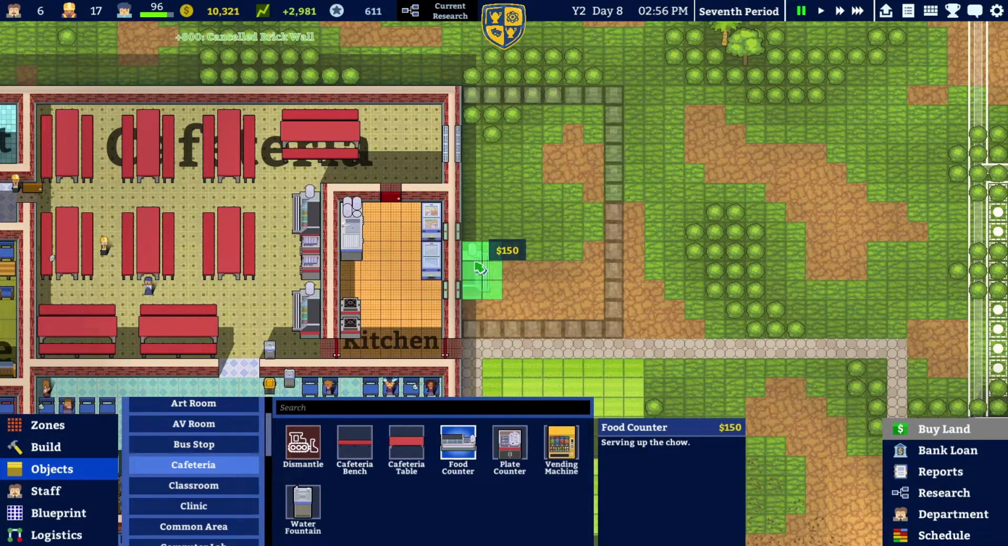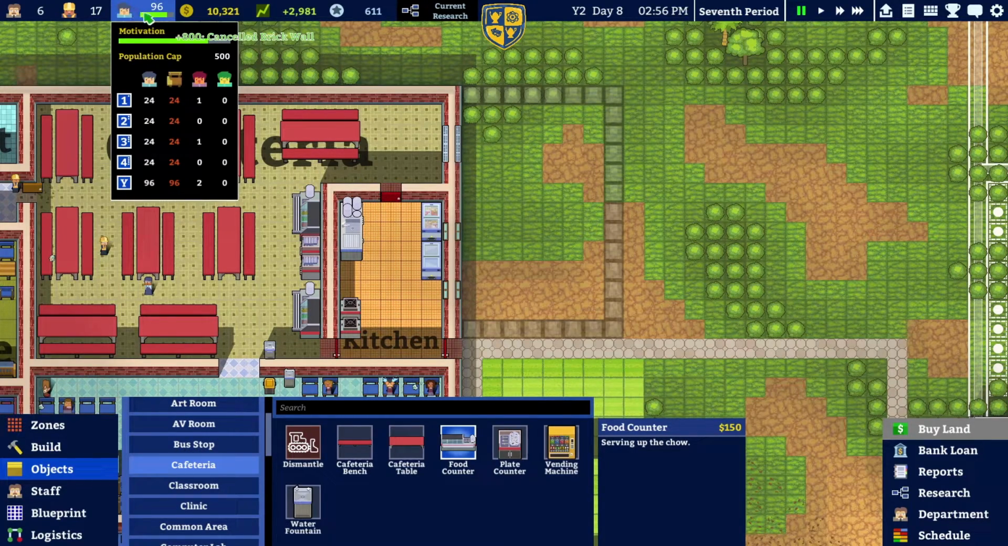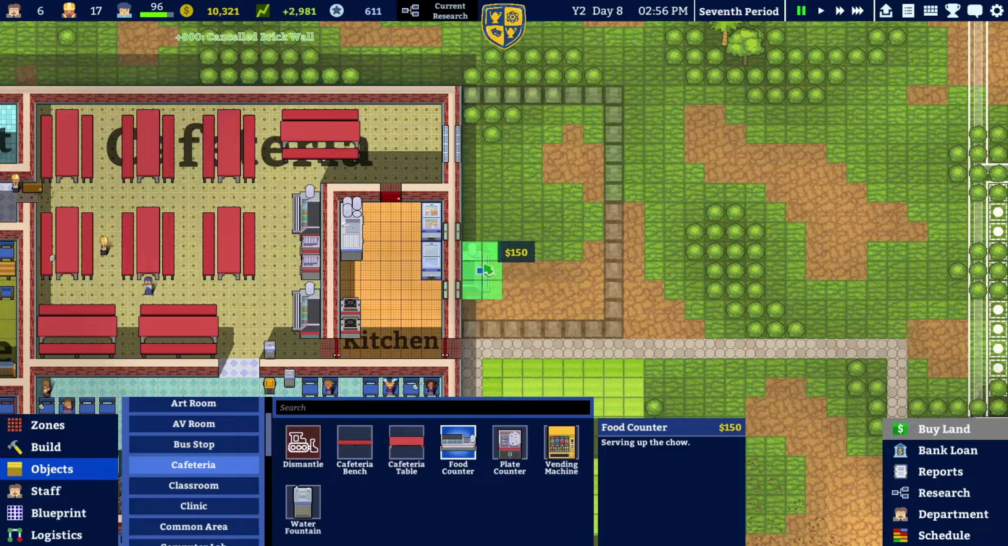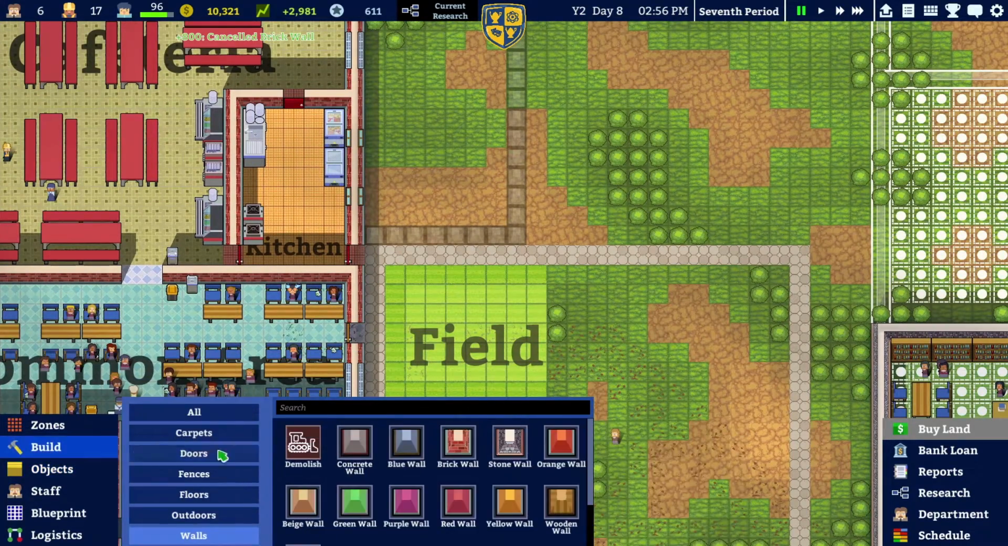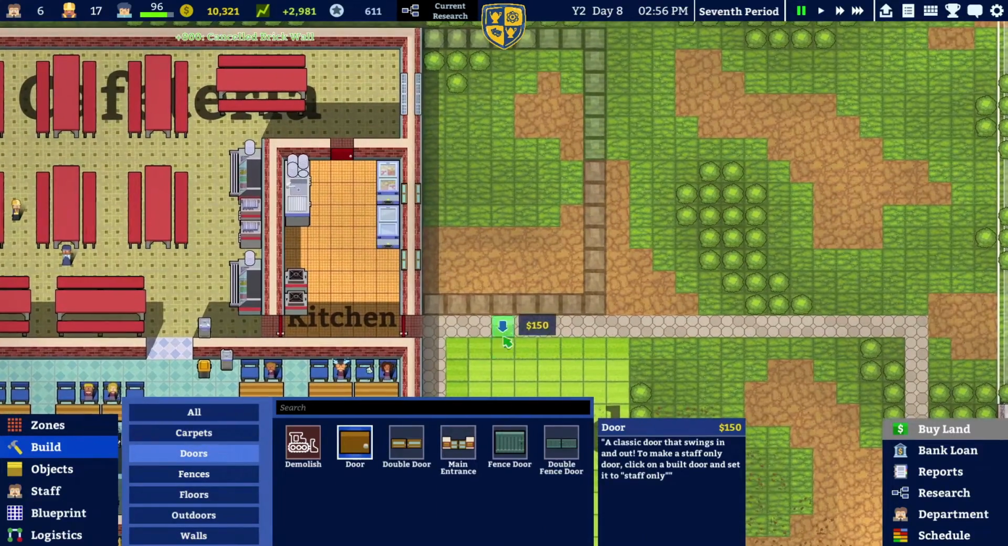We need 1 of each, I would have thought, because that caters for quite a lot of students. And there's only 2 food counters there to cater for 96 students. So to cater for 6 teachers, probably do 1 of those for now. Yeah, there we go. That'll do. Right, so go to build, get some doors.